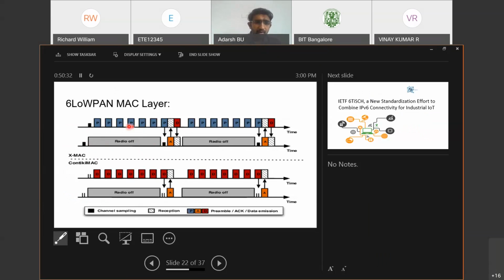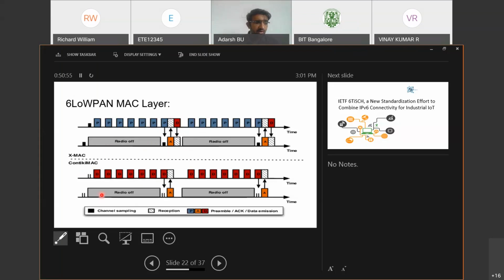At that time, the transmitter has some very important information. It will keep on sending the strobes. Whenever the receiver wakes up, it will give back an acknowledgement, and then the data will be transmitted. In the case of ContikiMAC, the same thing repeats here after this as well, after transmitting the data.